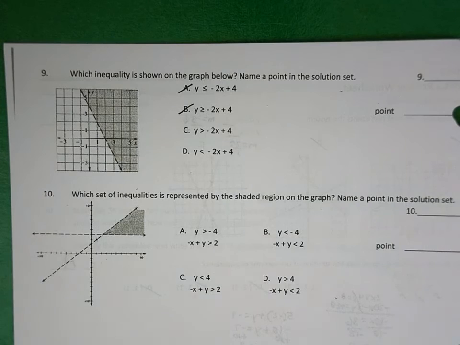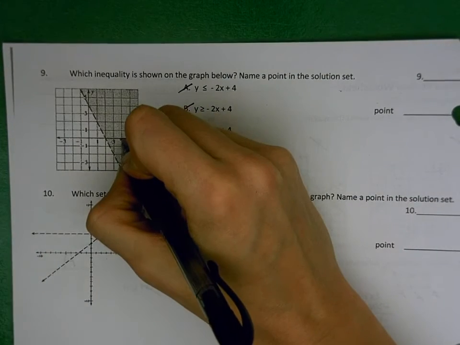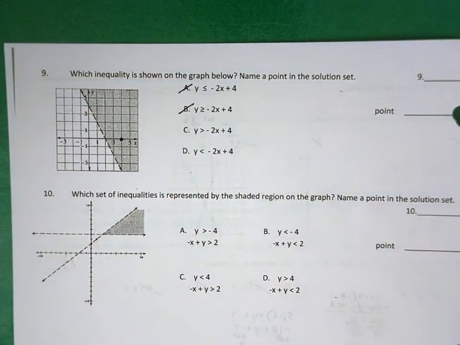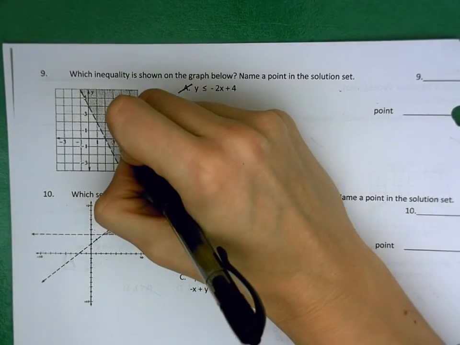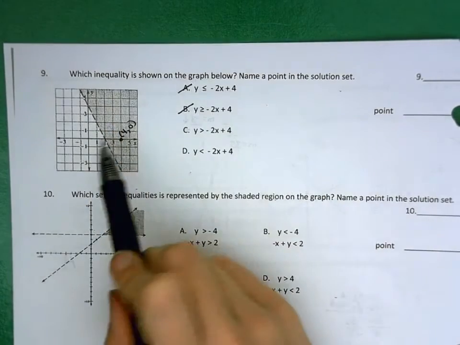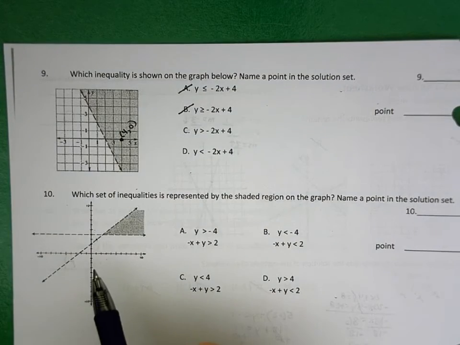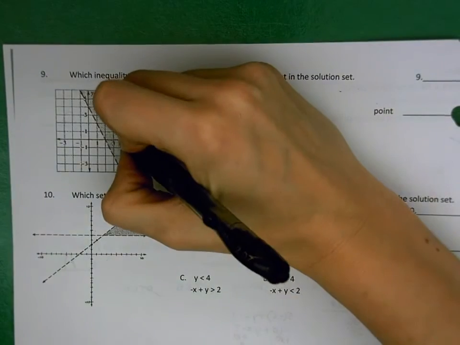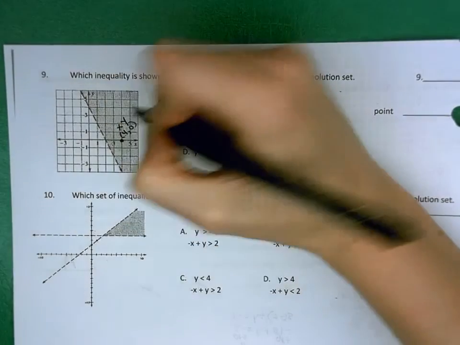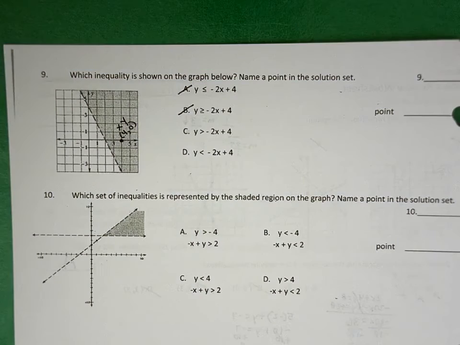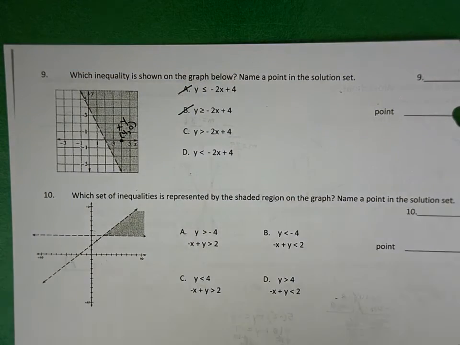So you can pick any point you want. I usually like one of the ones on the axes because then I have a 0 to plug in. I like zeros. So I'm going to go ahead and pick that point right there. That point is 4, 0. It's 4, 0 because I went right to 4 and then I didn't go up or down at all. And I'm going to plug in x equals 4 and y equals 0 into my inequality to see, do I get a true statement? Okay, so I'm going to pick this inequality first.